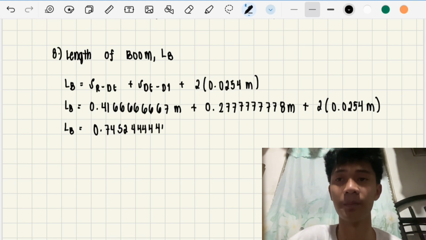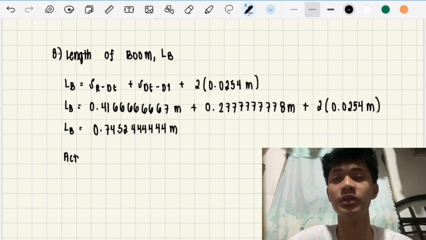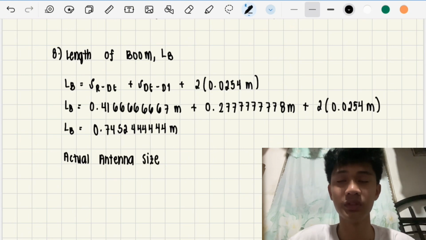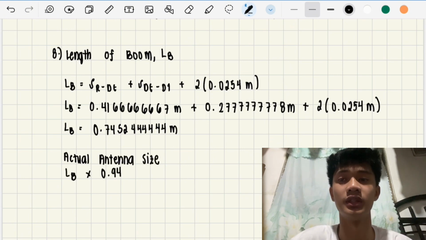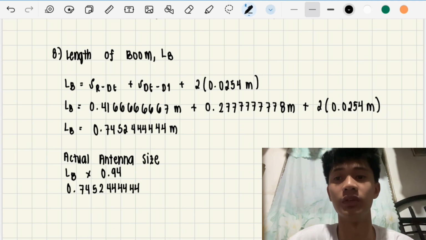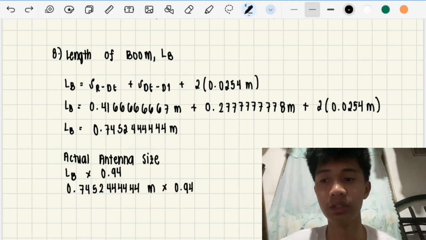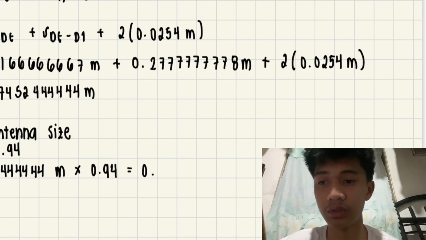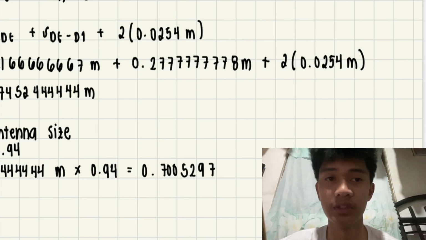0.7452444444 meters. And now for the theoretical value, we will be using the formula of negative 6% equals the original value multiplied by 0.94. So the equivalent is 0.70052977778.